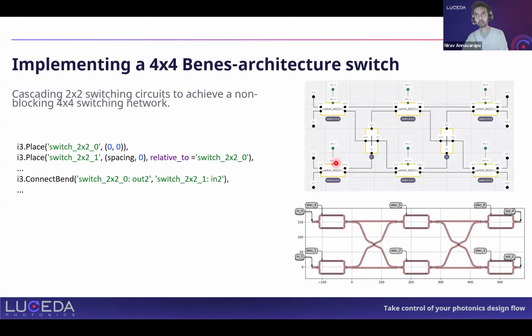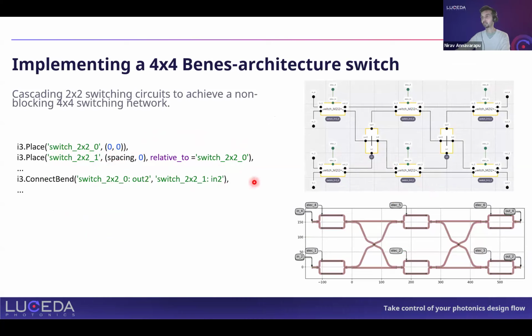I created a 4x4 circuit in the Benes architecture by cascading 2x2 blocks. And I added in a waveguide crossing component with low insertion loss, reflection, and crosstalk. The creation of a 4x4 circuit is very similar to that of the unit 2x2 block, where I just tell IPKISS, place the first 2x2 block at the origin, place the second block at a certain offset away from it, connect it using a simple bent waveguide, and so on.